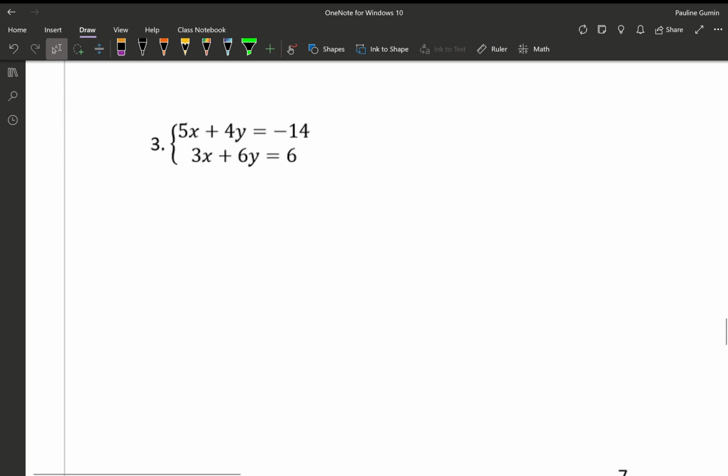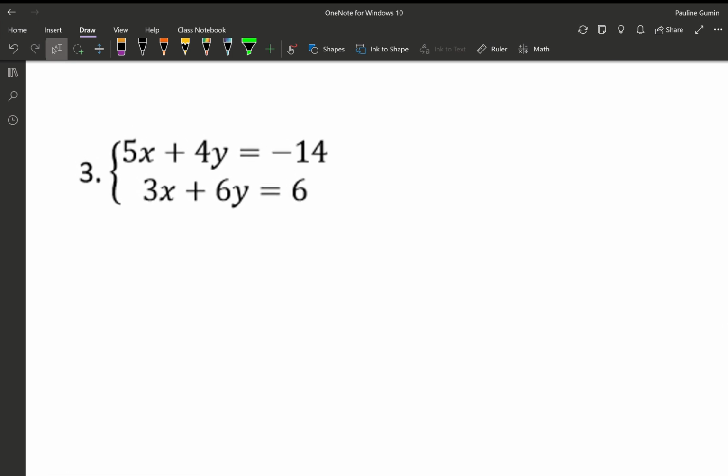All right, number 3. Now, number 3 does not have two things that are exactly the same like number 1 did. It doesn't even have one negative x and one positive x. They have both positive x's. So, since we have both positive x's, let's work with the x's. Let's make them be negative.